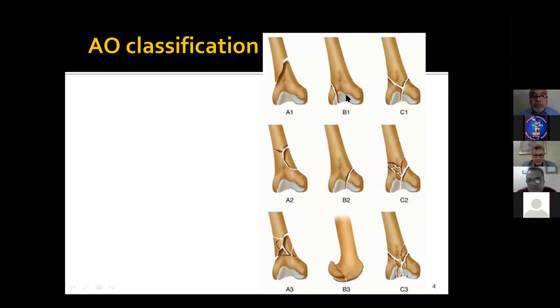Type B is a partial articular, and it goes like B1 is a lateral condyle, B2 is the medial condyle, and B3 is a coronal Hoffa type fracture. Type C is simple articular, simple metaphyseal. Type C, that was C1. C2 is simple articular, multifragmentary metaphyseal, and type C3 is multifragmentary articular and multifragmentary metaphyseal.